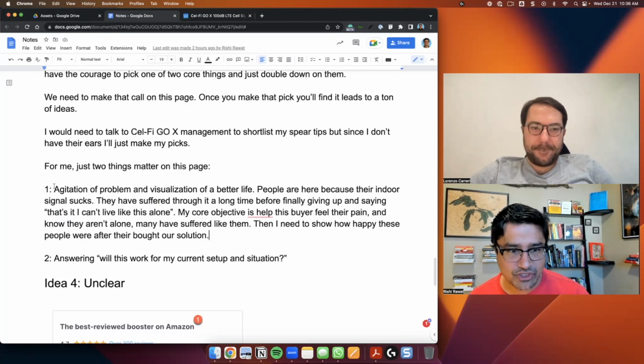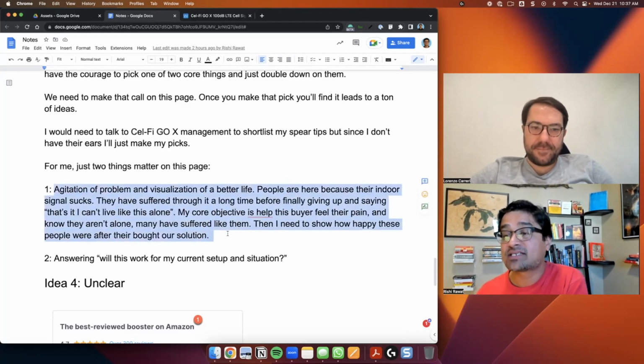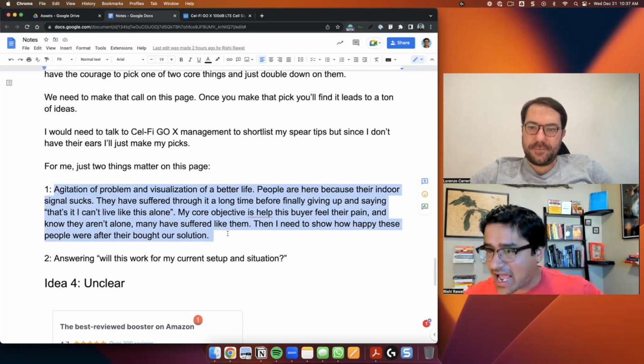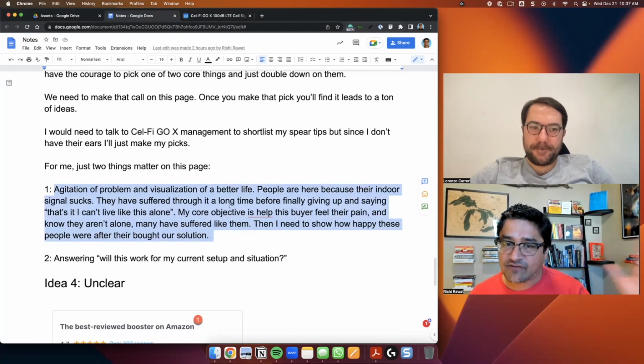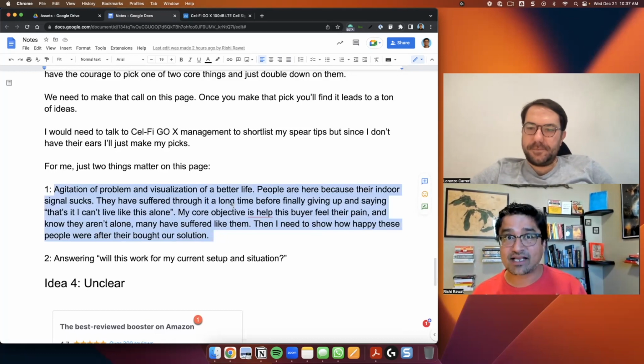So I think what we should do is start by agitating the problem and helping them visualize a better life, helping them see how life would be with super fast connectivity. People are here because their indoor signal sucks. They have suffered through it. And this is another important thing. Nobody, because I know this for myself, when people have a signal issue, and this is true for when you have a crappy car, nobody goes driving one day and says, my car's pretty old, I'm just going to buy a new car tomorrow. It never happens that way.